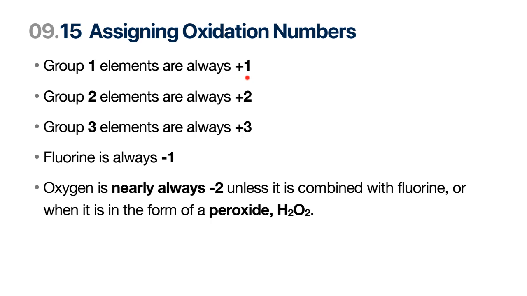It's just going to be +1 if they're not asking for the oxidation number. If they're asking for it, you need to calculate it. Maybe they're tricking you and it's something else, right? So just be aware of that and don't rely on this. You have to calculate it every time if it's asking for it.